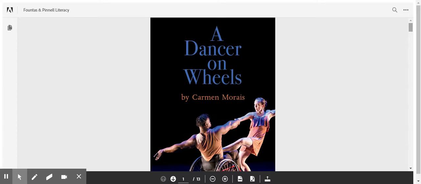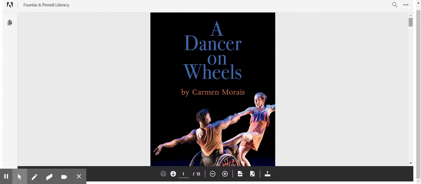Okay, I'm going to walk you through what a level N text looks like. This is book number 65 from the Fountas and Pinnell Red Kit. This one's called A Dancer on Wheels. So I'm going to scroll down. We can see how it starts.